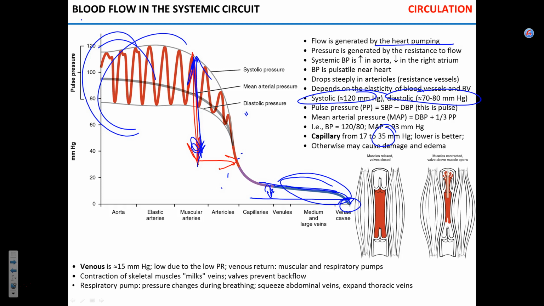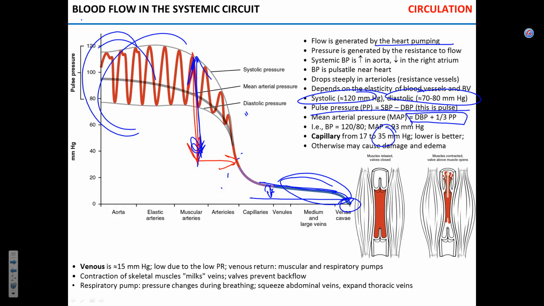Now, a few more definitions. Pulse pressure. It's the difference between systolic and diastolic. So pulse pressure is present in elastic and large muscular arteries. Mean arterial pressure, how it's calculated: diastolic pressure plus 1/3 of the pulse pressure.